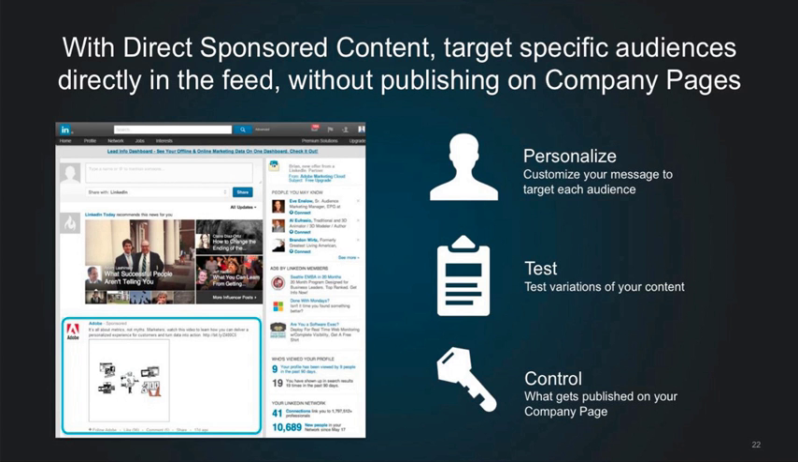Direct sponsored content can help you with three main things. It can help personalize your content and make the content experience as rich and relevant to the audience that you're trying to communicate with. Secondly, it's a very good way to test different types of creative content and copy that you're testing on different audience segments, and we'll talk about this and look at some examples. And lastly, direct sponsored content, also known as dark posting on other platforms, can help control the noise and clutter that may be happening on your company page or showcase page.